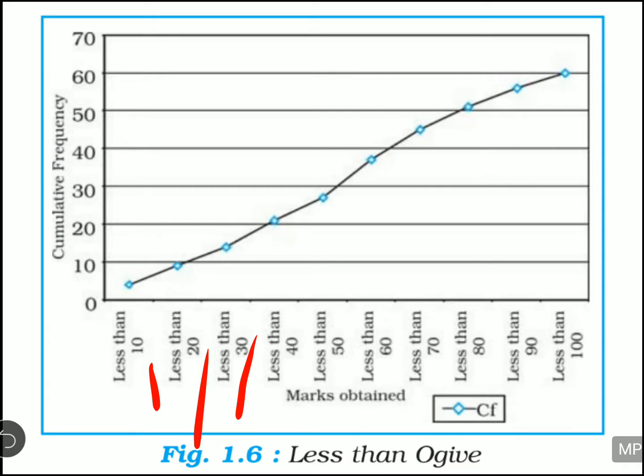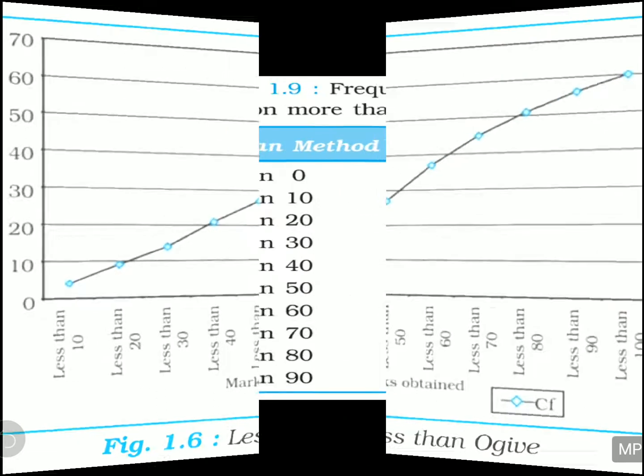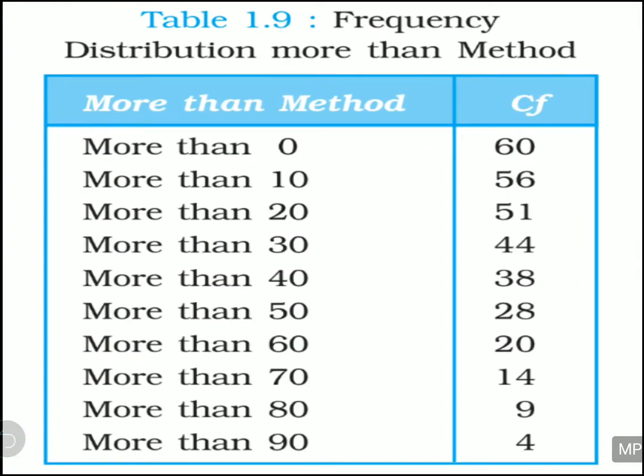How many people are less than 10? How many are less than 20? Then how many are less than 30? This way you plot the points and then join the points, and you will get the rising curve under the less than method. Alright. And the same way you can make the more than method also. But in the more than method, the lower limit is given importance, and the cumulative frequency is written in the opposite way.